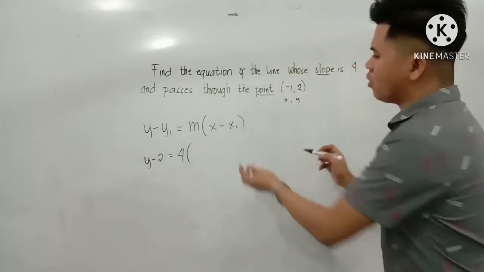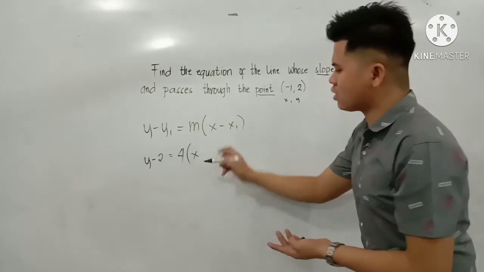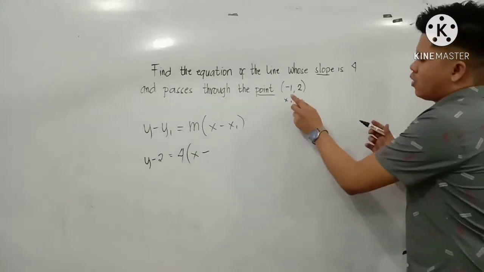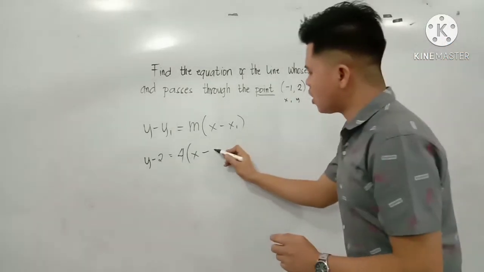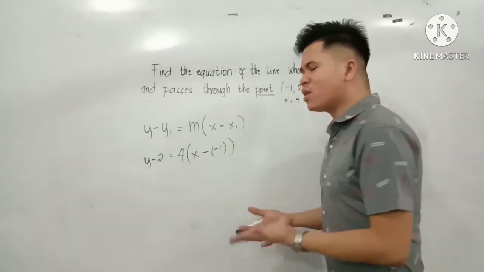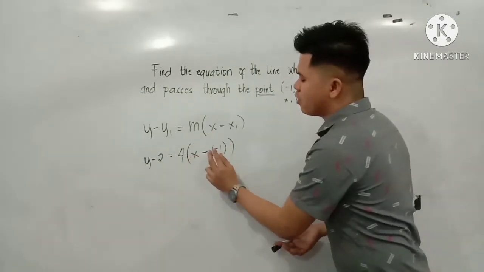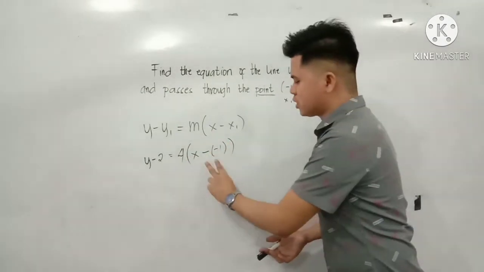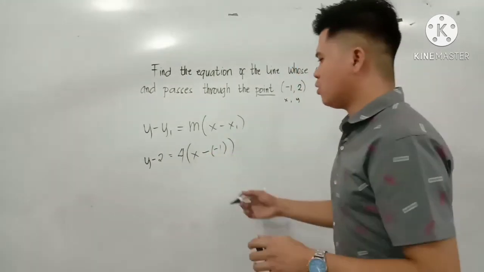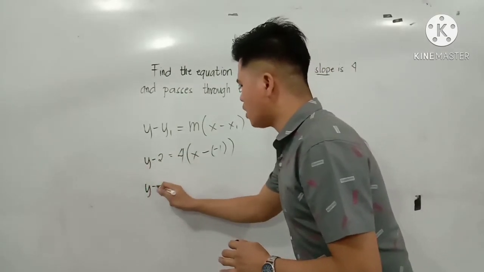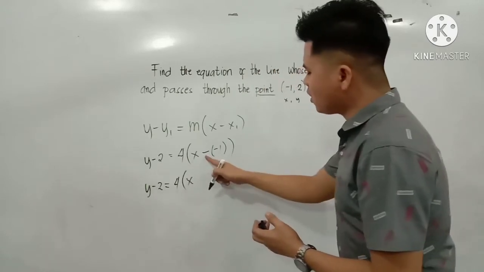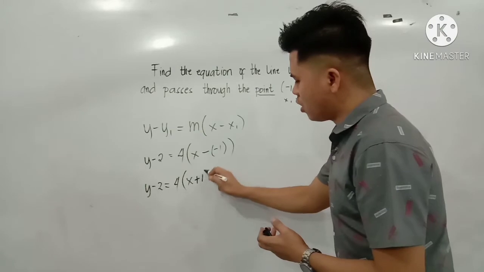Then times the quantity of x. Then copy x. Minus. Our x sub 1 is referring to the point. So we have here negative 1, our x. So just write negative 1. Then we have to simplify first the terms inside the parentheses, since we have here 2 negative signs. So that means we have to multiply negative times negative, and we have the positive. So just copy first y minus 2 equals 4. Then copy x. This one, negative times negative 1 is simply positive 1.